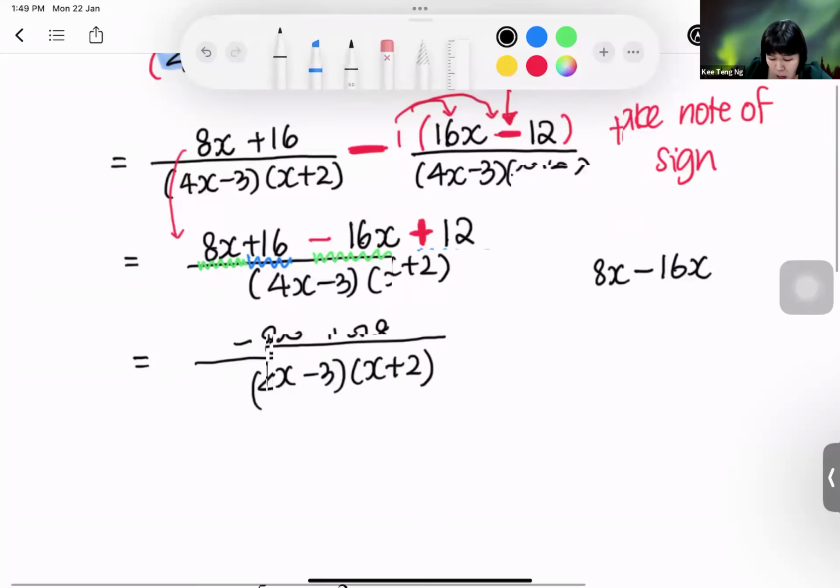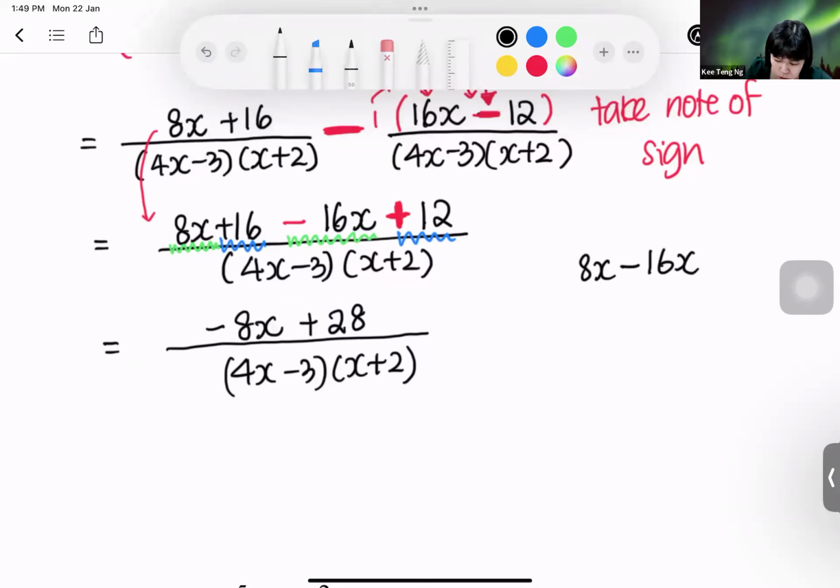But, however, we have to check. This question is a little bit special, and check one more step. Is there a common factor in my numerator? This number over here is 8. This number over here is 28. There is a common factor. So the common factor in this case is 4.